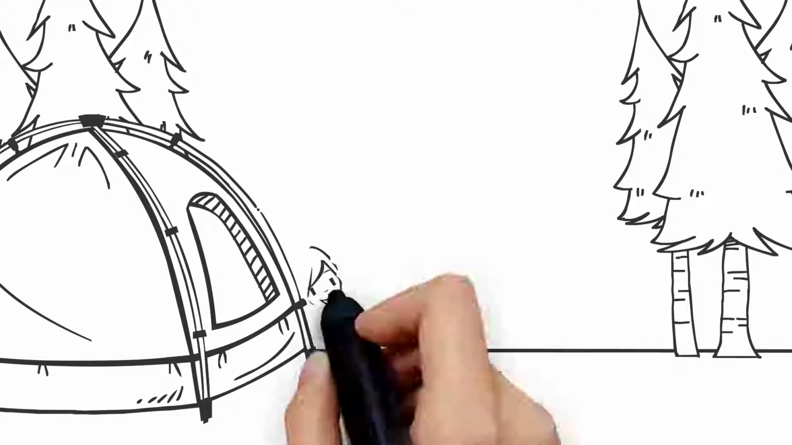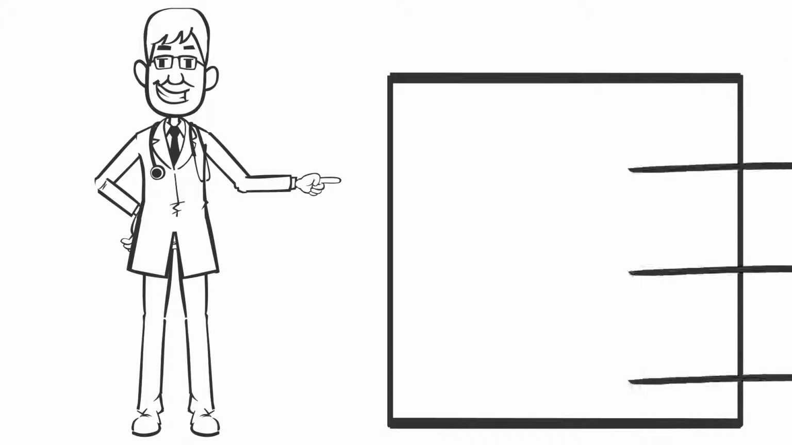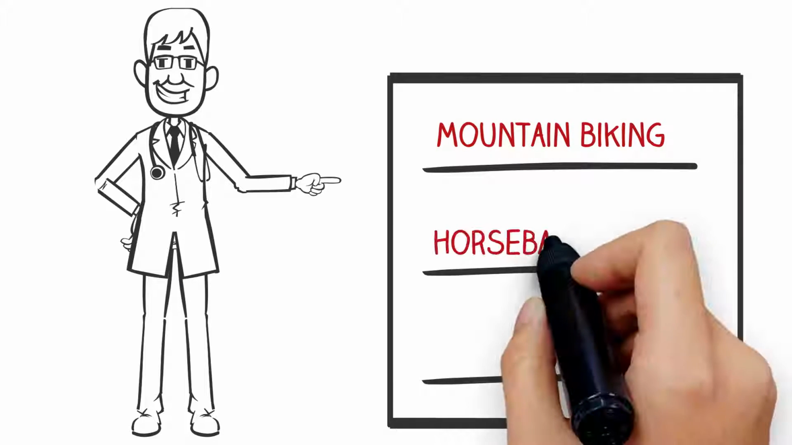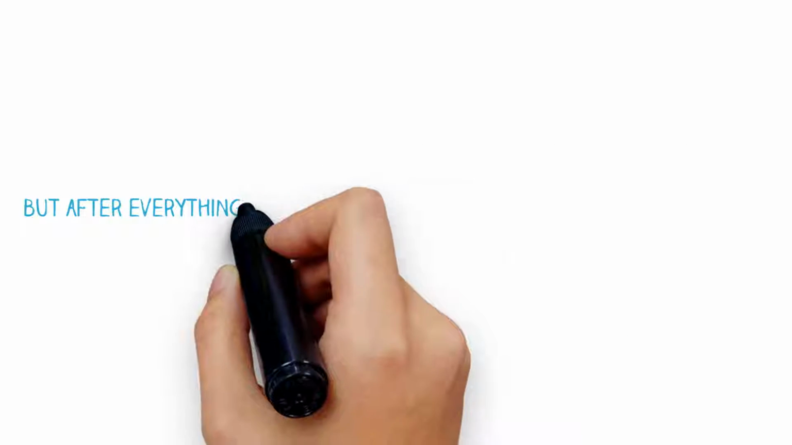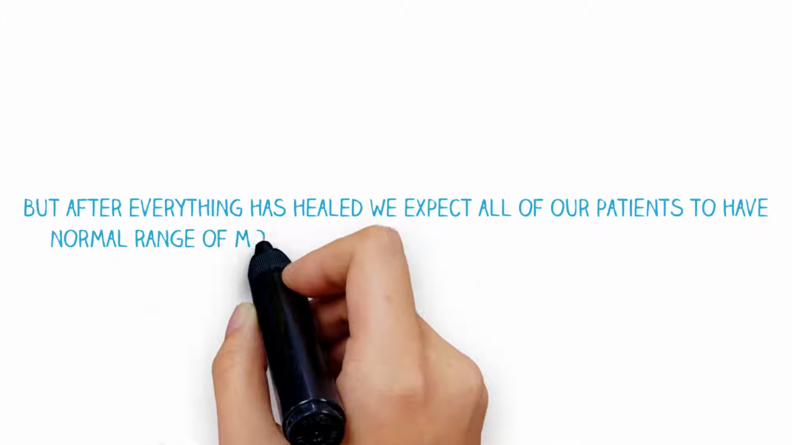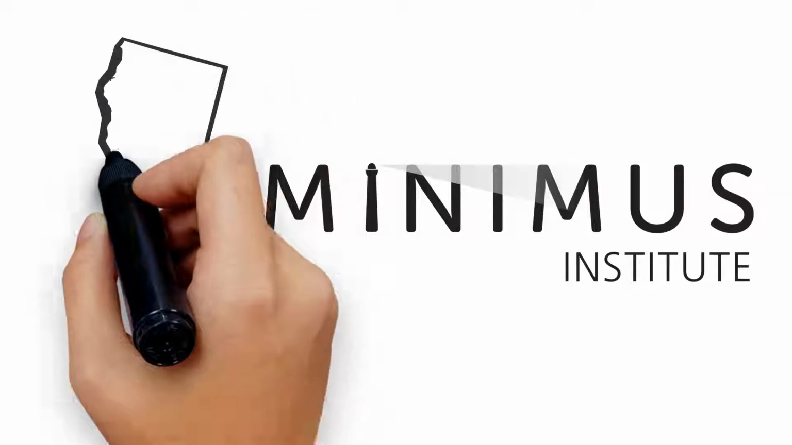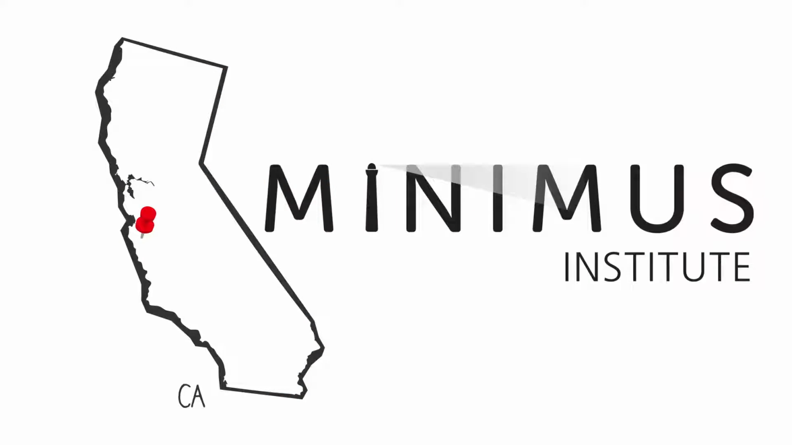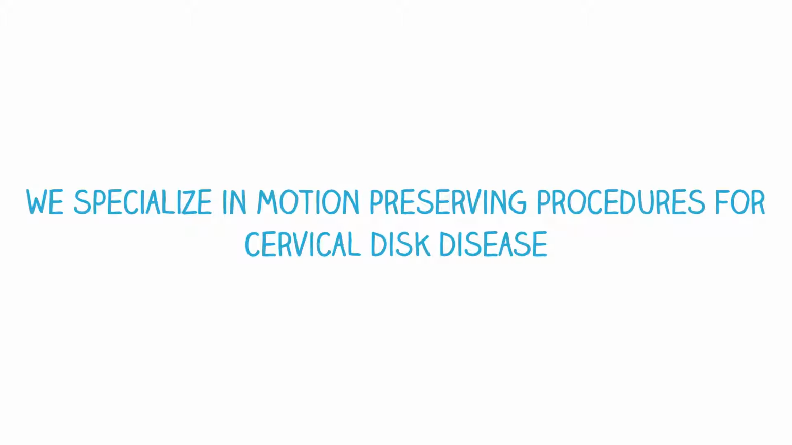After this procedure, patients can return to normal activities within 2 weeks. We advise patients to avoid sports such as mountain biking, horseback riding, and surfing for 6 weeks. But after everything has healed, we expect all of our patients to have normal range of motion of the neck and no activity restrictions. At the Minimus Institute in Monterey, California, we specialize in motion-preserving procedures for cervical disc disease.